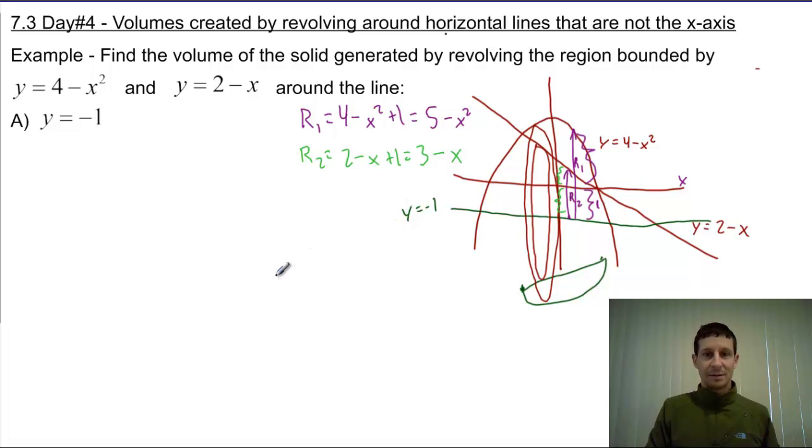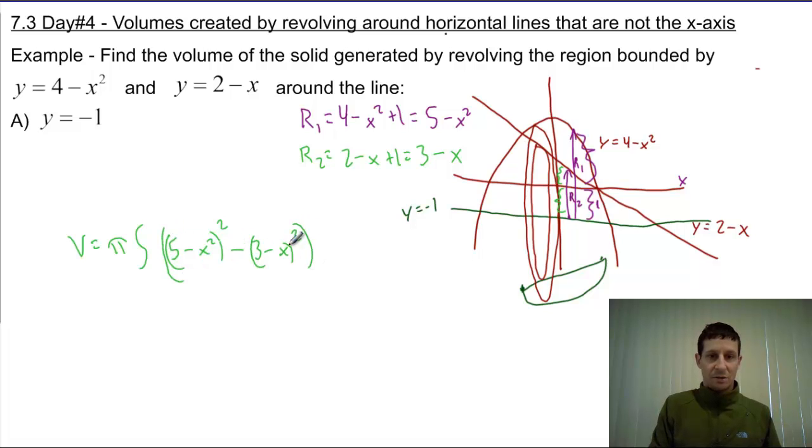So we get a 3 minus x. So overall, when we go to write our volume here, it's going to be pi r squared minus pi r squared like the rest, so I'm going to move the pi in front. Our outer radius, that's the r sub 1 here, that's 5 minus x squared. It's the radius squared, of course. Subtract this other radius squared, 3 minus x squared. Let's keep our notation straight. After all that, we are going to integrate with respect to x.